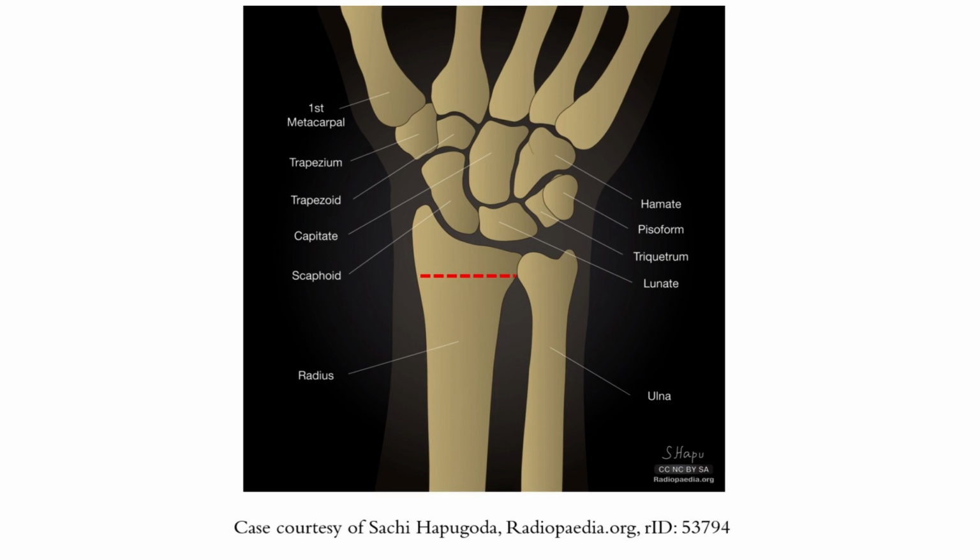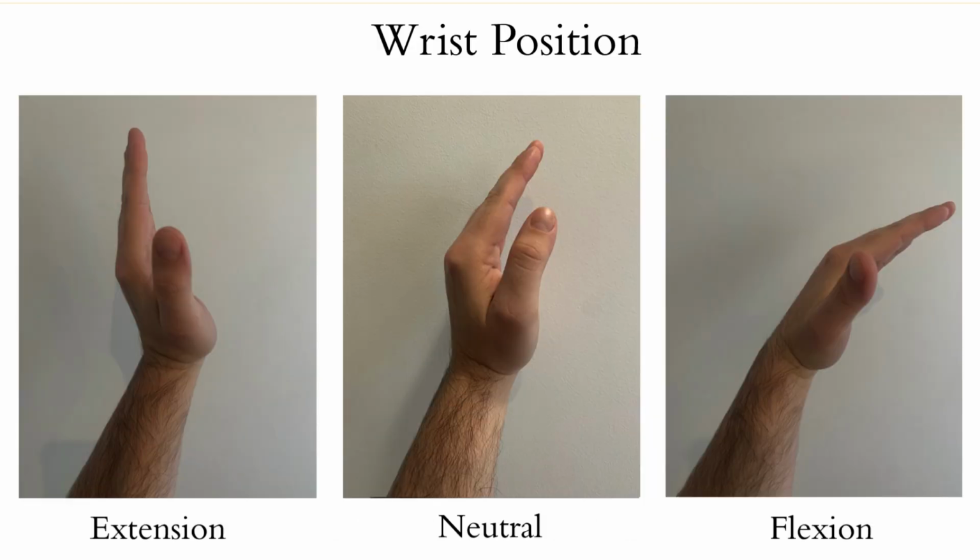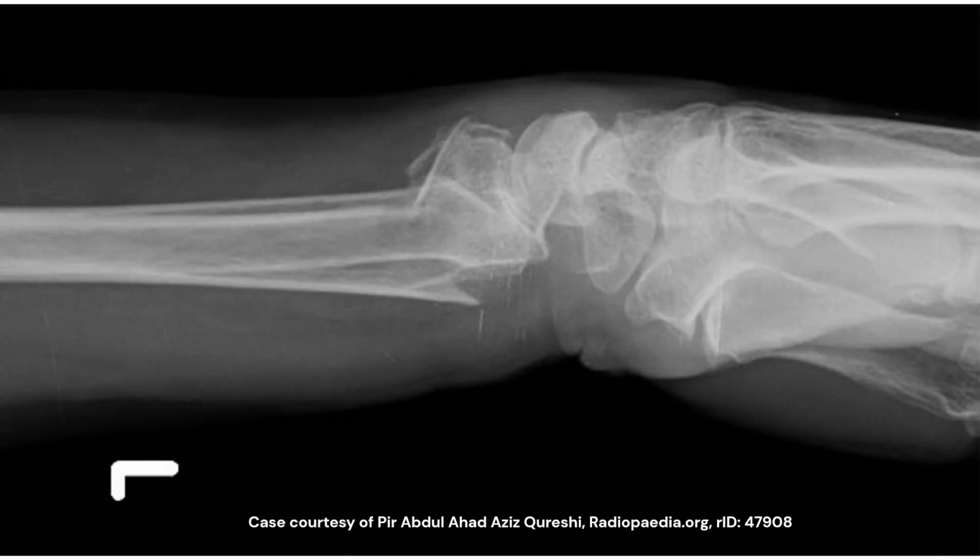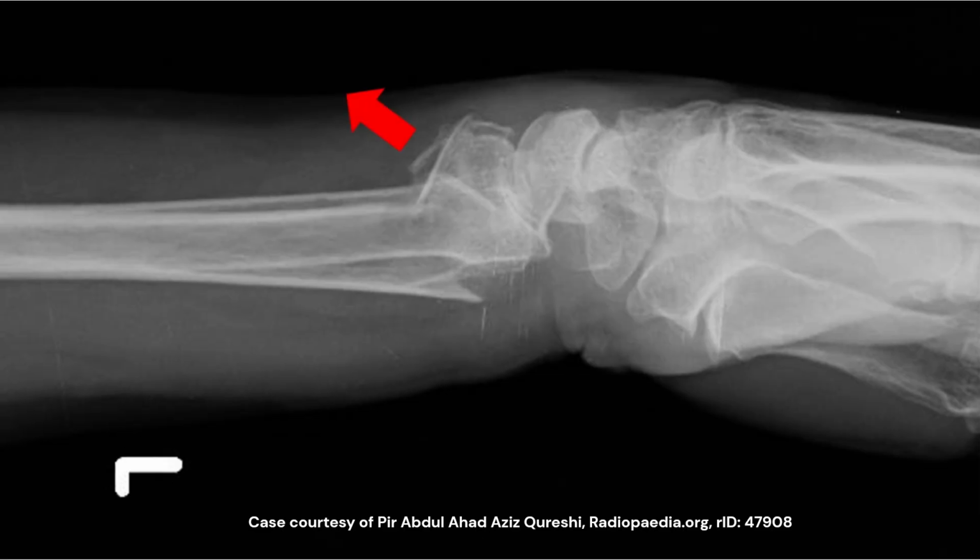For this discussion, we will be focusing on the distal radial fractures, which are by far the most common wrist fractures. Wrist position can either be neutral, flexion, or extension. This is determined by the angulation of the fracture. Take this Colles fracture for example. The injury has caused dorsal angulation of the distal radial fragment.